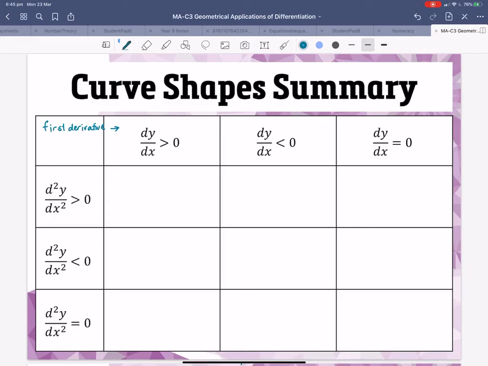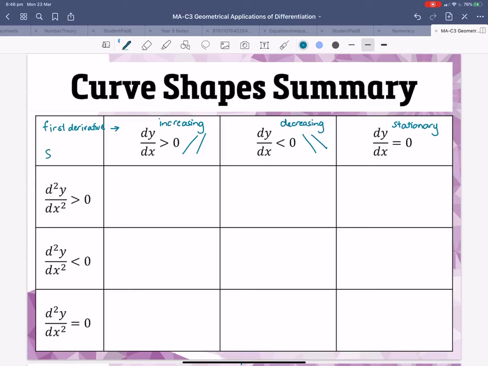So if the first derivative is positive, we're dealing with an increasing function. If the first derivative is negative, a decreasing function. So increasing and decreasing. If the first derivative is 0, then it is stationary. We've looked at 3 stationary points: maximums, minimums, and points of inflection.